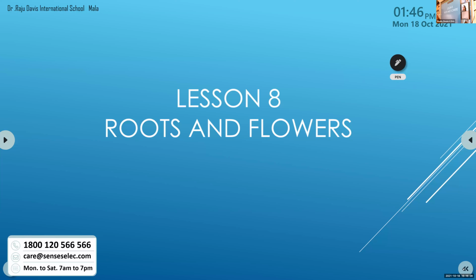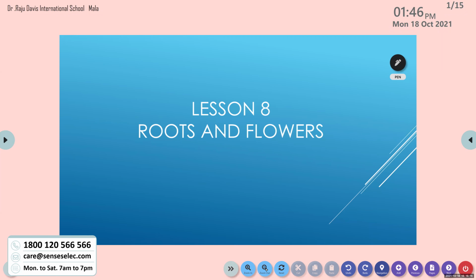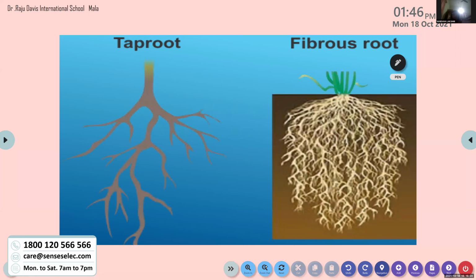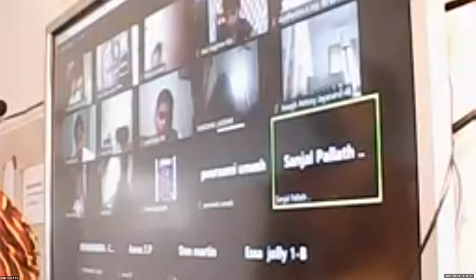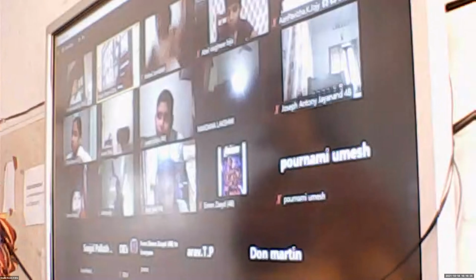Okay, no problem. So the name of the chapter is Roots and Flowers. In this chapter, we learned about 2 types of roots. Do you remember this one? Yes, 2 types of roots. Yes, Nandana. Taproot and fibrous root.